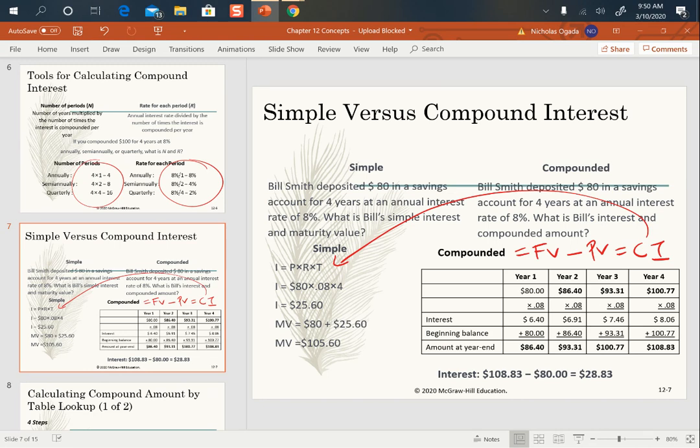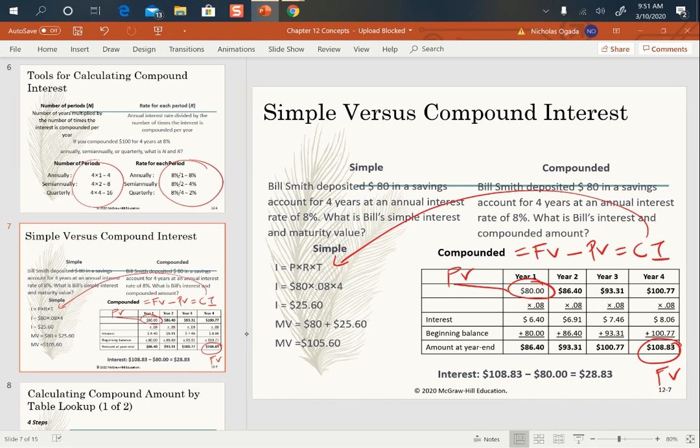A good example of this is the following. You invest $80 today. Over 4 years, this amount grows to 108.83. So this is the future value, and this is the present value, which is how much you invested initially.